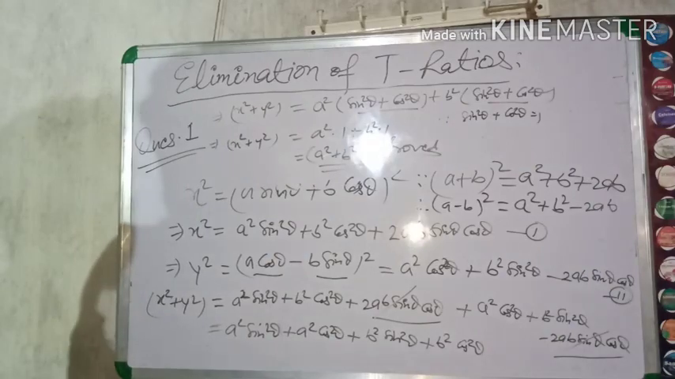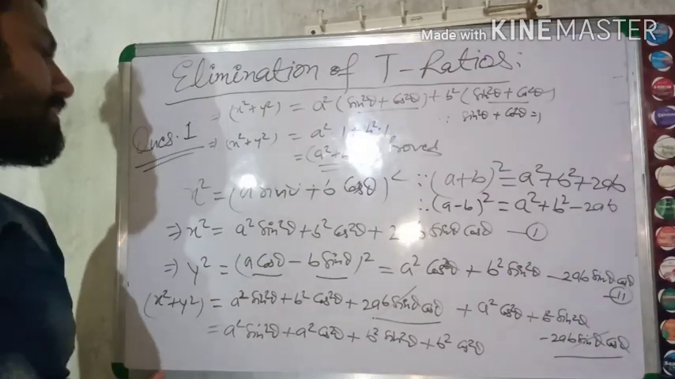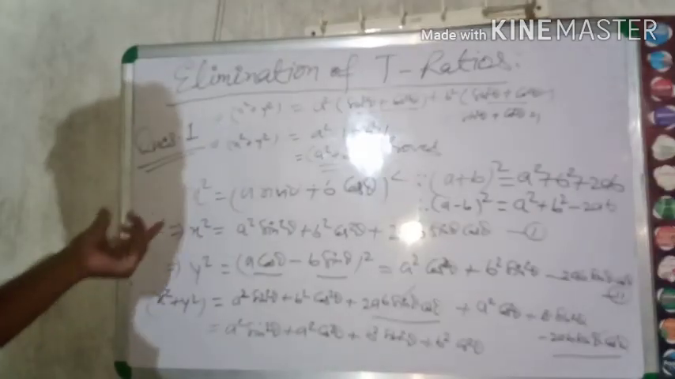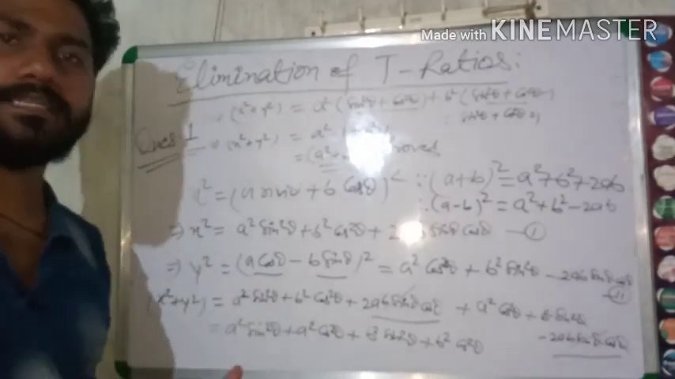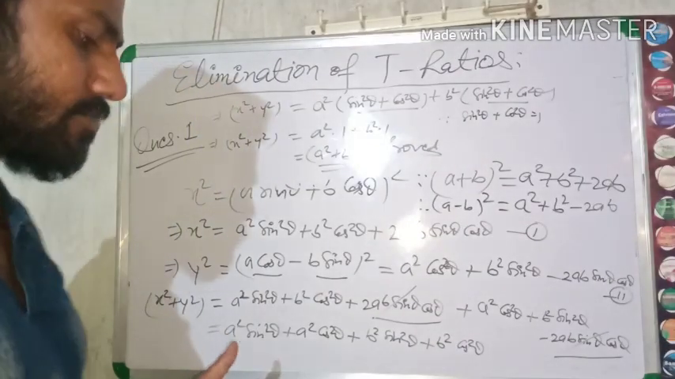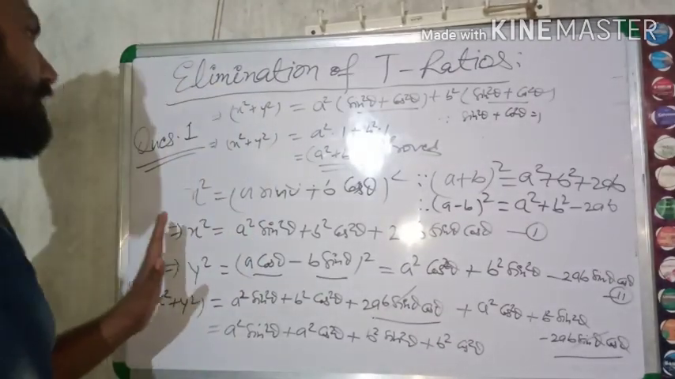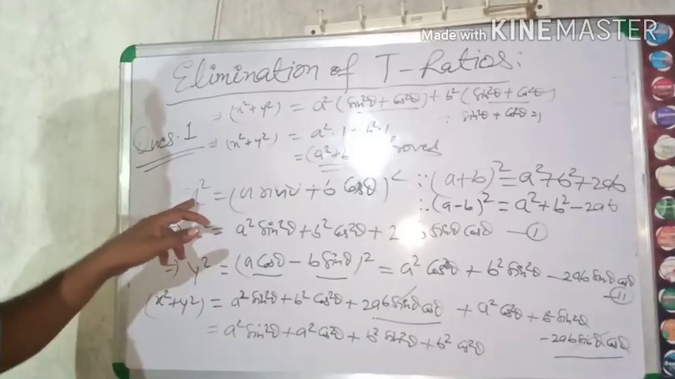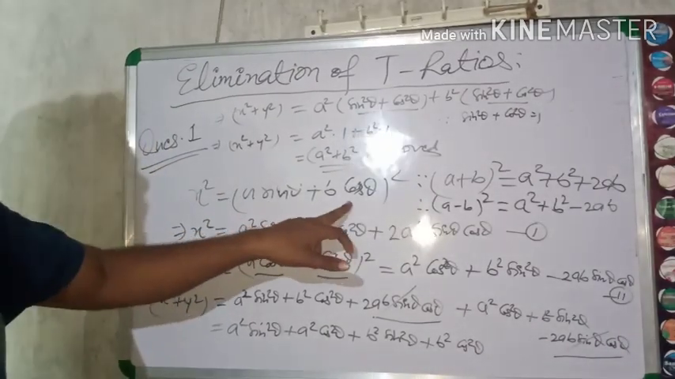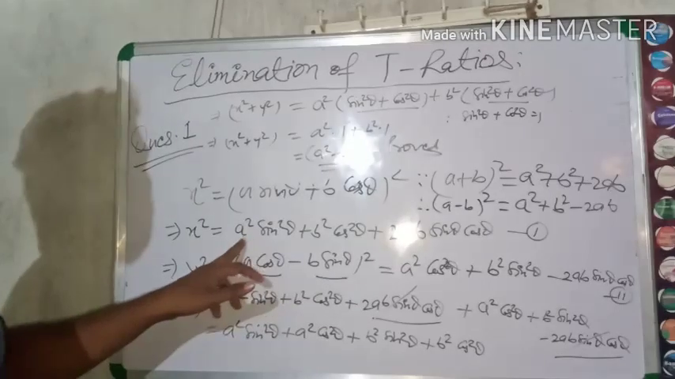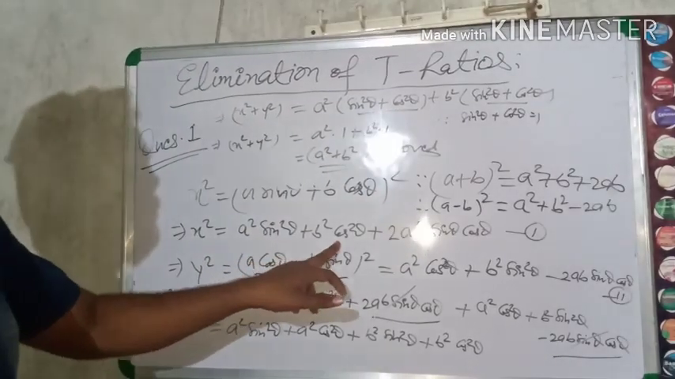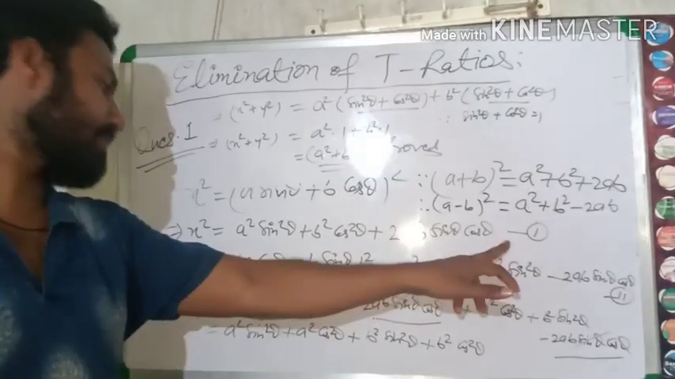This is the first question. Given that x is equal to a sin theta plus b cos theta and y is equal to a cos theta minus b sin theta, then x square is equal to (a sin theta plus b cos theta) whole square, which is a square sin square theta plus b square cos square theta plus 2ab sin theta cos theta. Equation first.